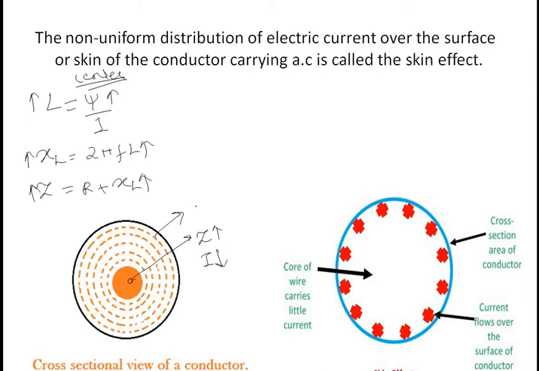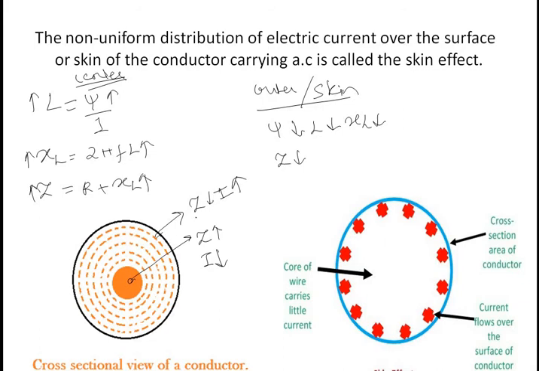Similarly, at the outer surface, or we can say skin of the conductor, the flux linkage will be less. That's why the inductance will be low, the inductive reactance will be less, and similarly the impedance will be less. As the impedance is less at the outer surface, the current will be more at the outer surface. Here you can see in this diagram, the current is saturated at the outer surface.